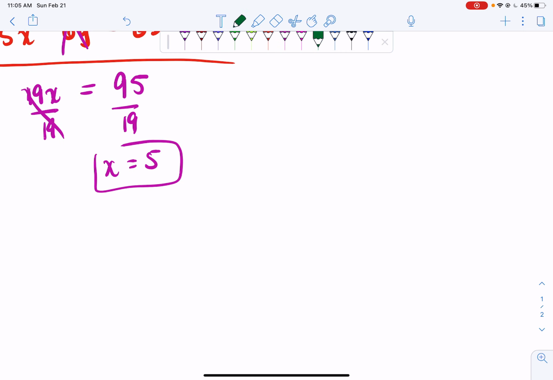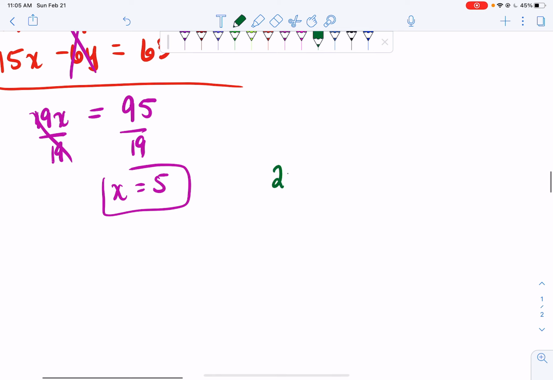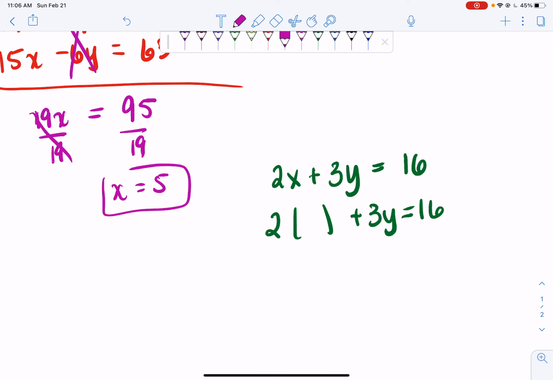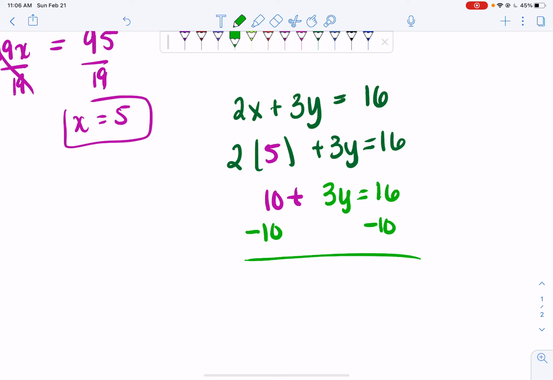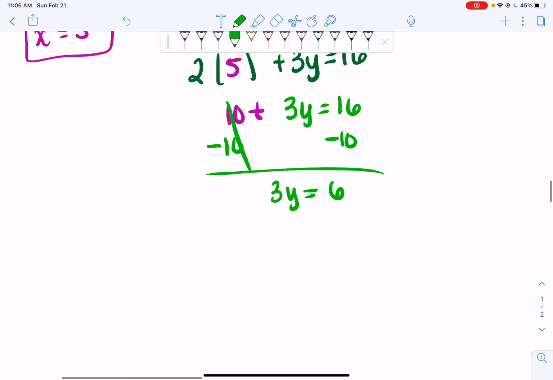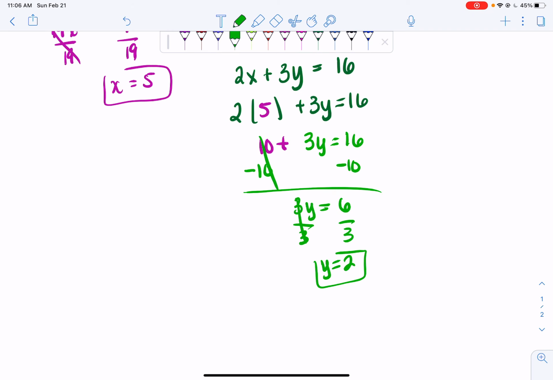So I have 2x plus 3y equals 16. So everywhere I see an x, I'm going to plug in a 5. Two times 5 is 10, so I have 10 plus 3y equals 16. Got to get rid of that 10, so I'm going to subtract 10 from both sides of my equation. So I get 3y equals 6, and then divide by a 3. So I get y is equal to 2. My final answer is 5, 2.